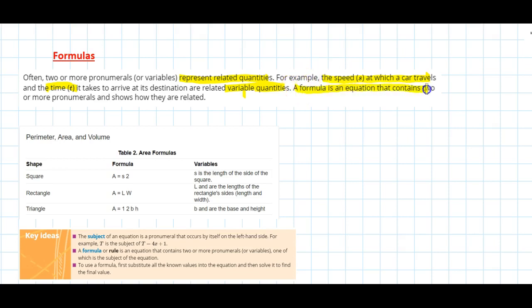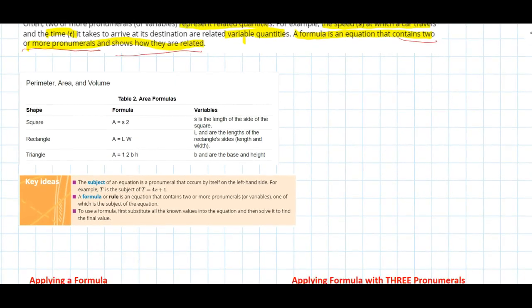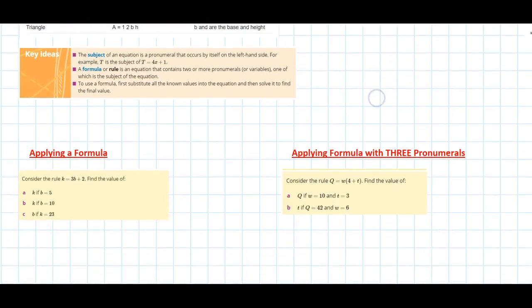A formula is an equation that contains two or more pronumerals that shows how they are related. I'm going to underline these two parts here. So it needs to contain two or more pronumerals and show how they are related. We use formulas all the time, especially here in maths. For example, when we're doing area and perimeter, the area of a rectangle is length times width. I have a subject here and two or more pronumerals to find out what an area is. Or if I want to find the area of a square, I have the side times itself equals that area. So we use these all the time. Now it's just about how we apply these to our learning.